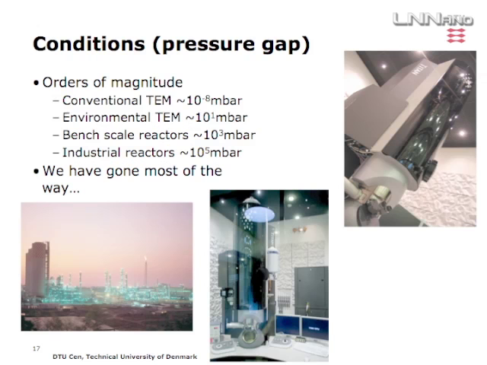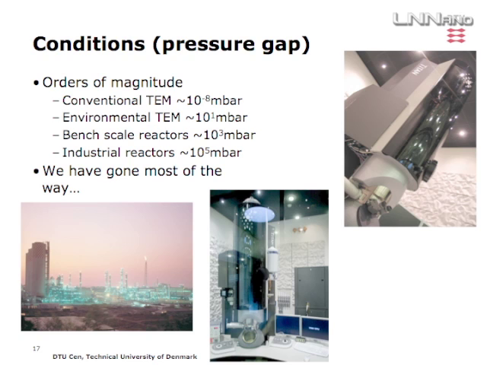With that said, if you look at a conventional microscope, the pressure in there is usually on the order of 10 to the minus 8 millibars. In the ETEM, it's about 10 to the 1 millibars. On a bench scale reactor, it's somewhere around atmospheric pressure, 1 bar or something like that. And in industrial reactors, you have hundreds of bars. So if you look at these numbers, actually, we've gone most of the way. We've gone 9 orders of magnitude. There are only 4 orders of magnitude left. So with a bit of engineering, who knows?